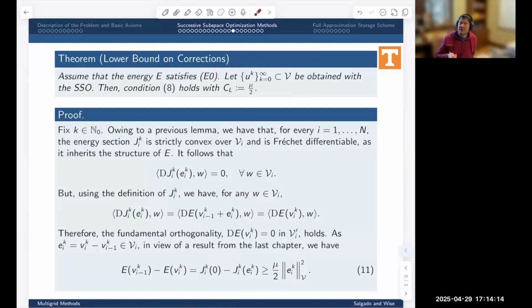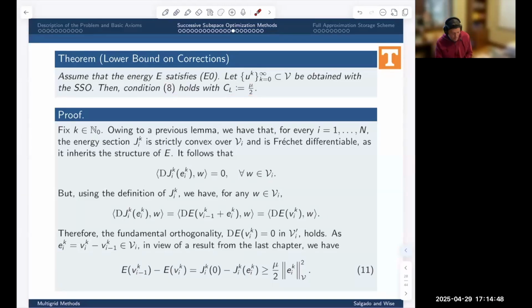And that, well, strength and Cauchy-Schwarz and also the stable subspace decompositions, where those will be important. Now, the lower bounds don't really care what the subspace decompositions look like. All I need to assume is that E satisfies E0 and that I have some subspace decomposition in place. Then if I compute my sequence via the SSO method, then condition 8, that is the lower bound, holds, and the lower bound constant is going to be mu over 2.